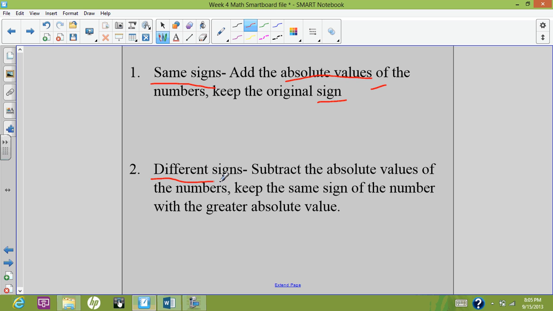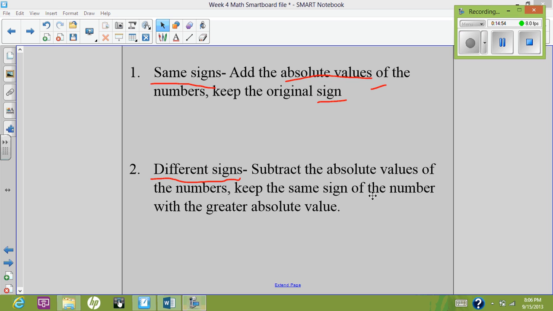Our second rule is for different signs, and now you're going to subtract the absolute values of the numbers. And a lot of people get confused there. And then you keep the sign of the number with the greater absolute value. We are going to practice and practice until you have this rule perfectly memorized.